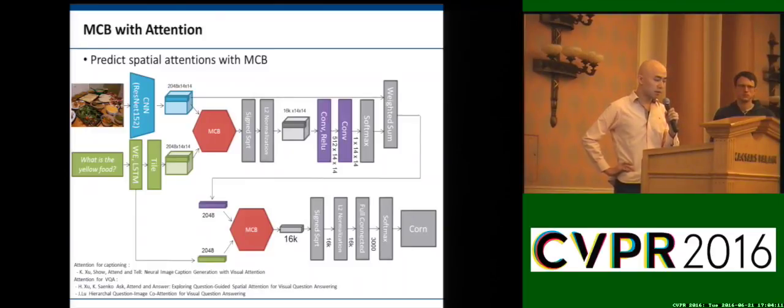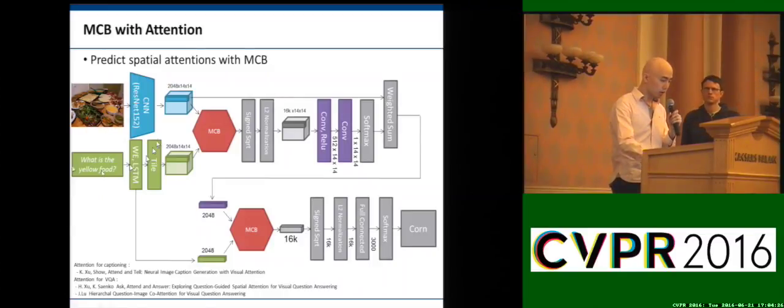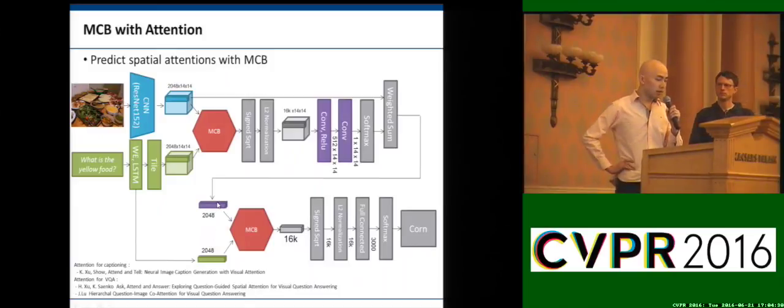From this MCB representation, we use two convolutions to create the attention mask. And we generate the final attention feature by applying a weighted sum over the Res5C representation using the attention mask. Then the attention feature is again combined with the question representation through another MCB to get the final answer prediction.